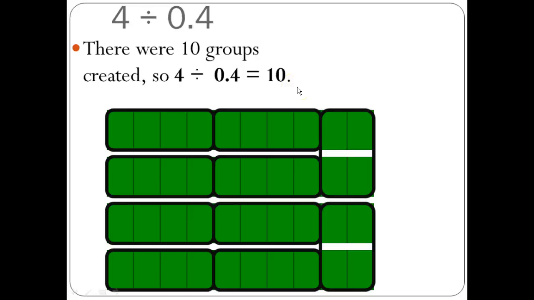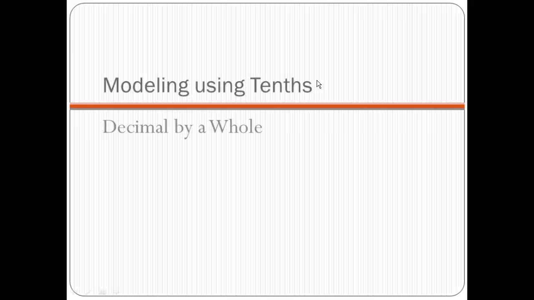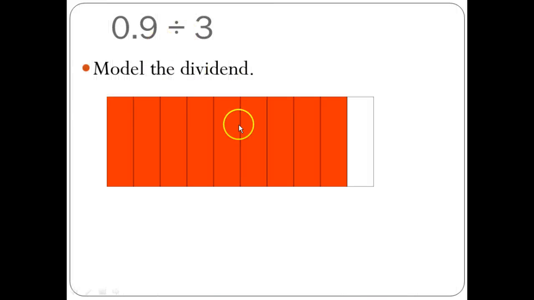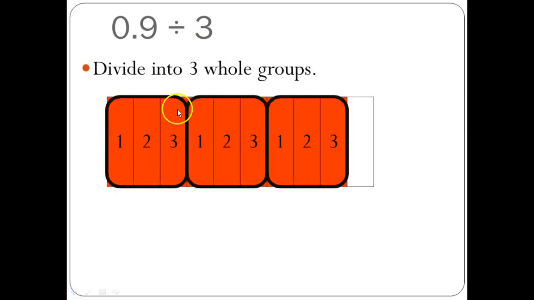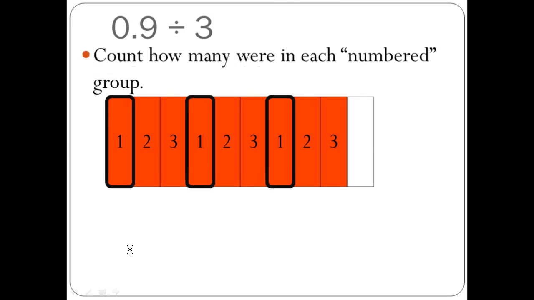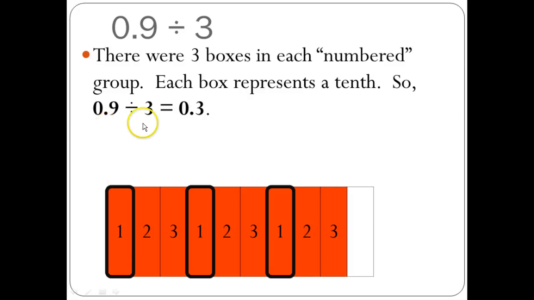This is the type of problem you will see on the end of the year assessment as well as Study Island. If you have a tenth like this, but you divide it by a whole, let's see, we don't have the whole group all 10 colored. We only have 9 of the 10 colored. But let's divide that by 3. So I have 1, 2, 3 groups of 3. So 9/10 divided by 3 is 3/10 because I have 3 groups of 3/10.